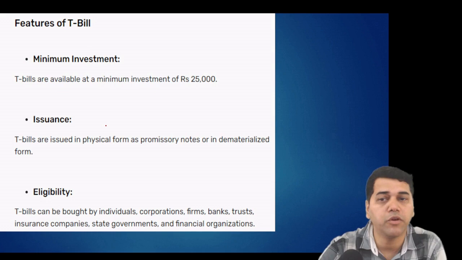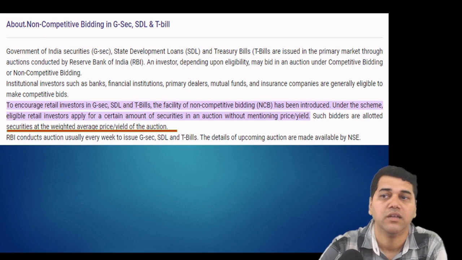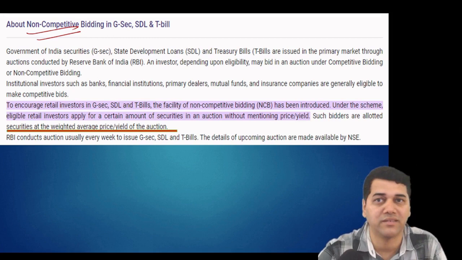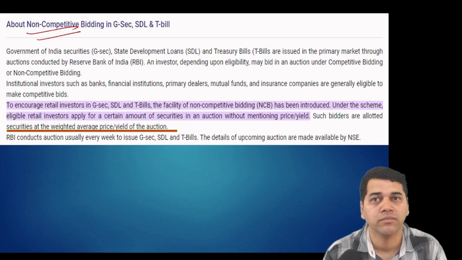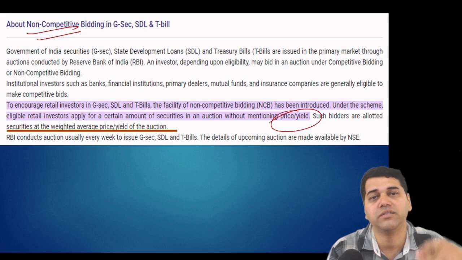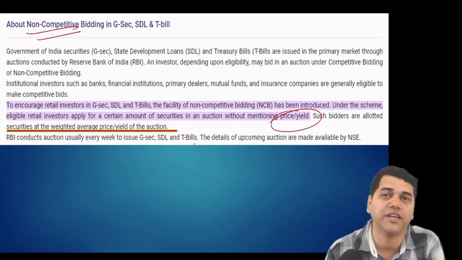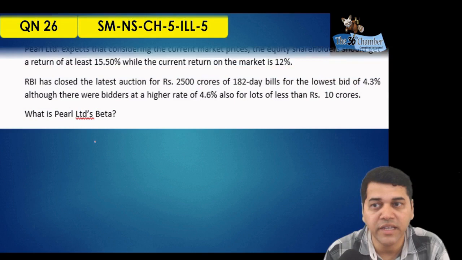Now, the minimum amount of investment is 25,000, and how do they do it? They do something called bidding. What is non-competitive bidding? To promote small players like me, investors who want to invest 25,000 rupees, there's no point in bidding. So whichever yield or price gets finalized that day, based on, say, LIC's bid, they will allot me at the weighted average yield of the auction. Why are we learning this? Okay, let us go to the next question.